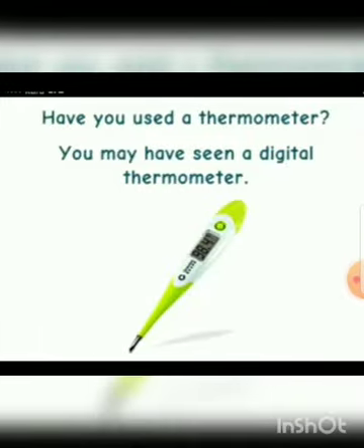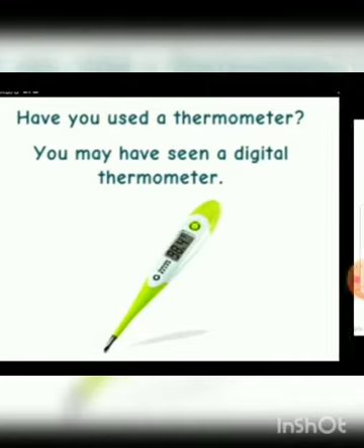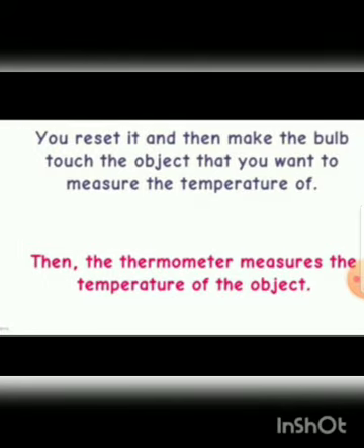Now have you used a thermometer? You may have seen a digital thermometer. So what is this called? This is known as a digital thermometer. You reset it and then make the bulb touch the object that you want to measure the temperature of. Then the thermometer measures the temperature of that object. So here there is a button given to reset it, and then make the bulb touch whichever object you want to take the temperature of.